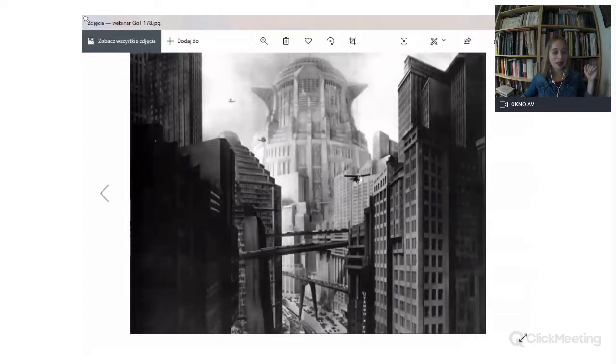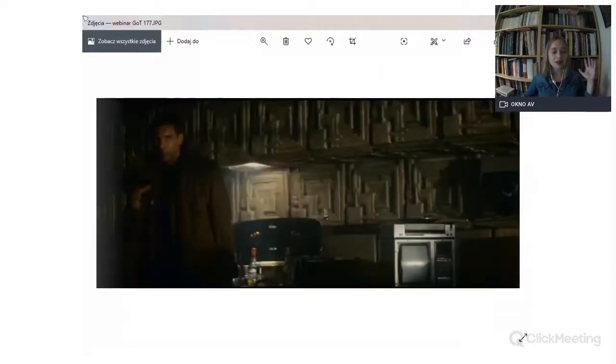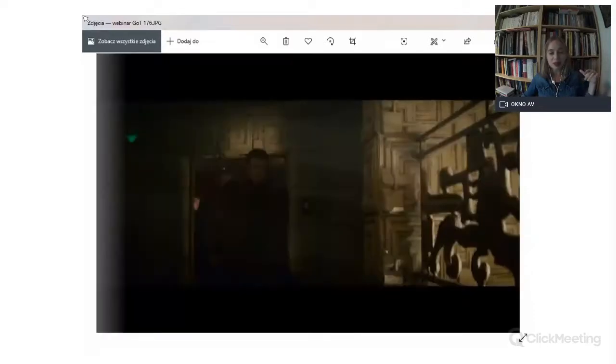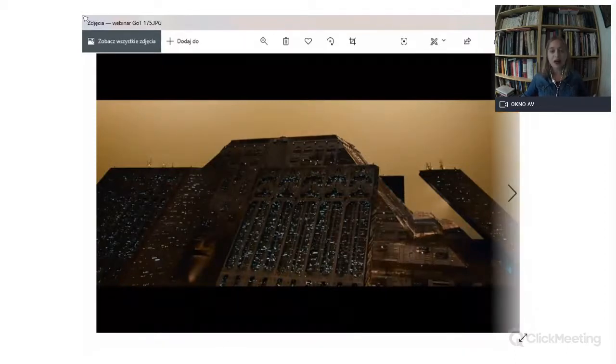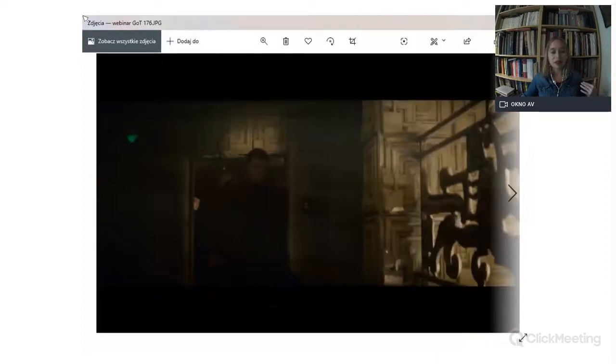In Blade Runner, we can observe a very similar thought, because in fact, the only scenes in which we can see the sun are the ones in this huge pyramid. Ordinary people who live below spend their whole lives in complete darkness, in just electric light and nothing more.